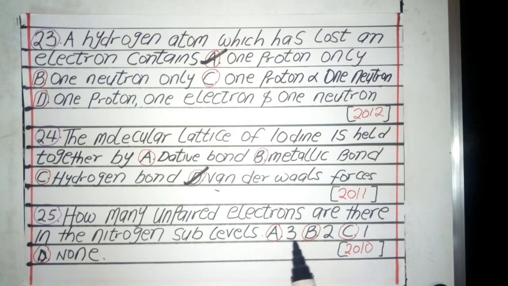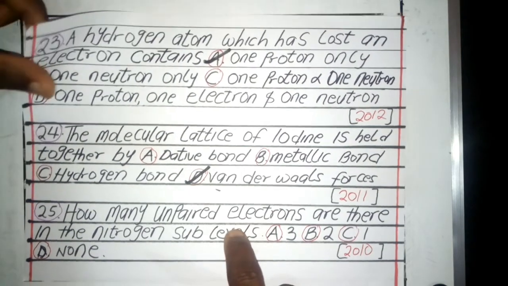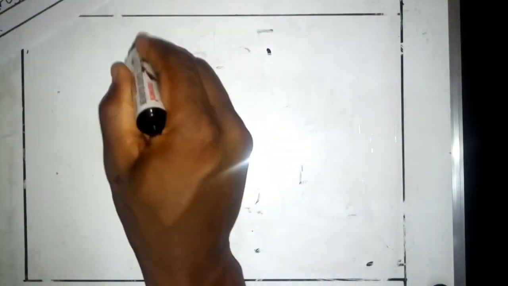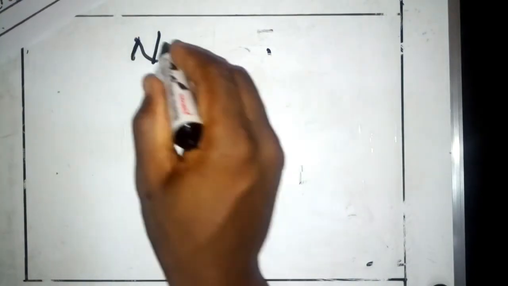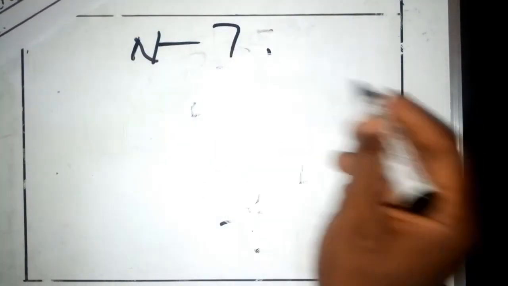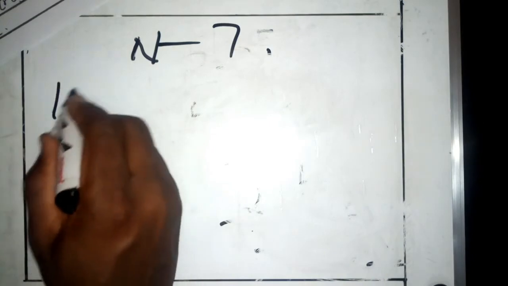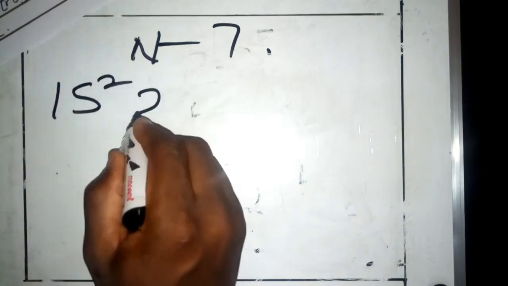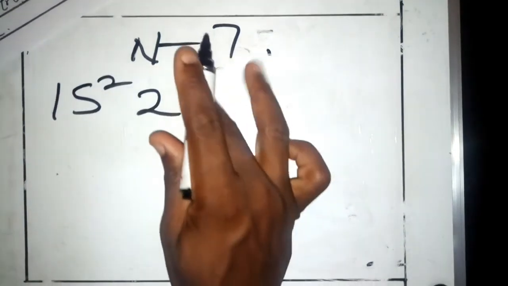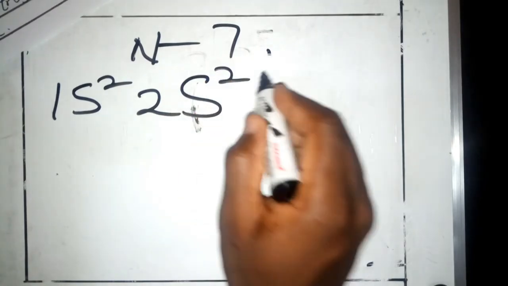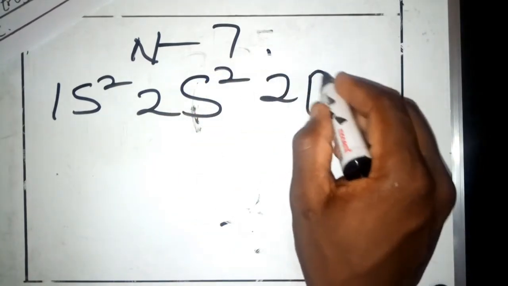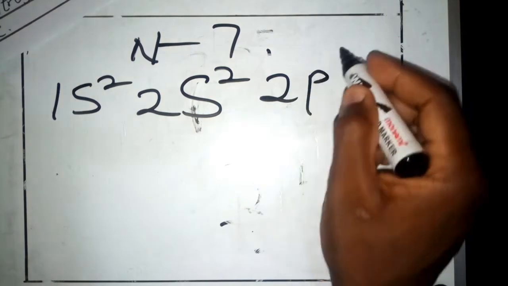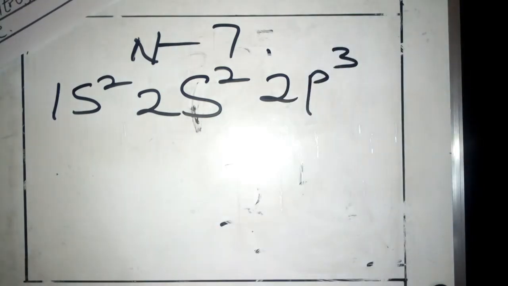So the next question: how many unpaired electrons are there in nitrogen sublevels? A, 3; B, 2; C, 1; D, none. So let's illustrate this. Nitrogen has an atomic number of 7. That's 1s2, 2s2, 2p3.